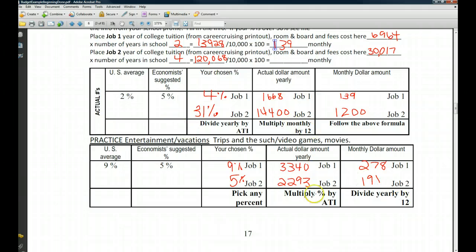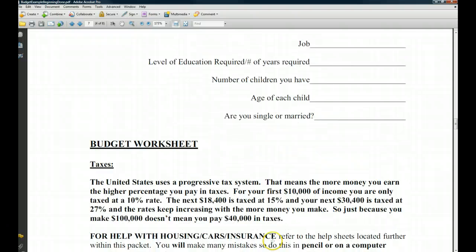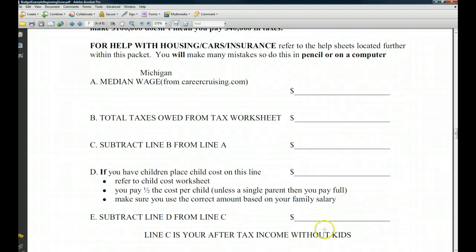Okay, you are now done with your practice pages, and you're going to move on. This is your final worksheet, and I will continue showing you what to do on that in another video. Thanks.